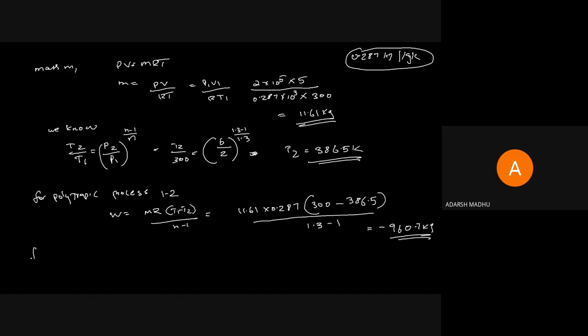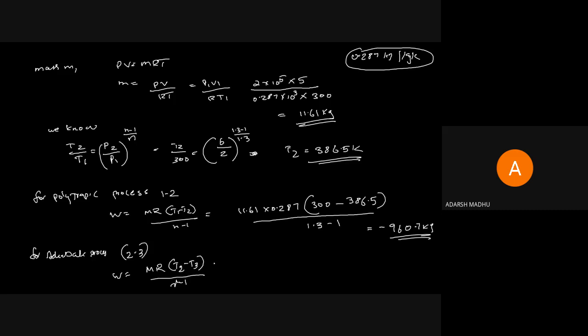For the second process, that is adiabatic, from 2 to 3, the equation is the same: mR(T2 minus T3) divided by gamma minus 1, not n minus 1. Gamma is not given, but we can take the R value, gamma value and Cp value. Cp is 1.005 kilojoule per kilogram Kelvin for air, gamma is 1.4 for air, and R is 0.287 kilojoule per kilogram Kelvin for air. These are the three standard values for air.